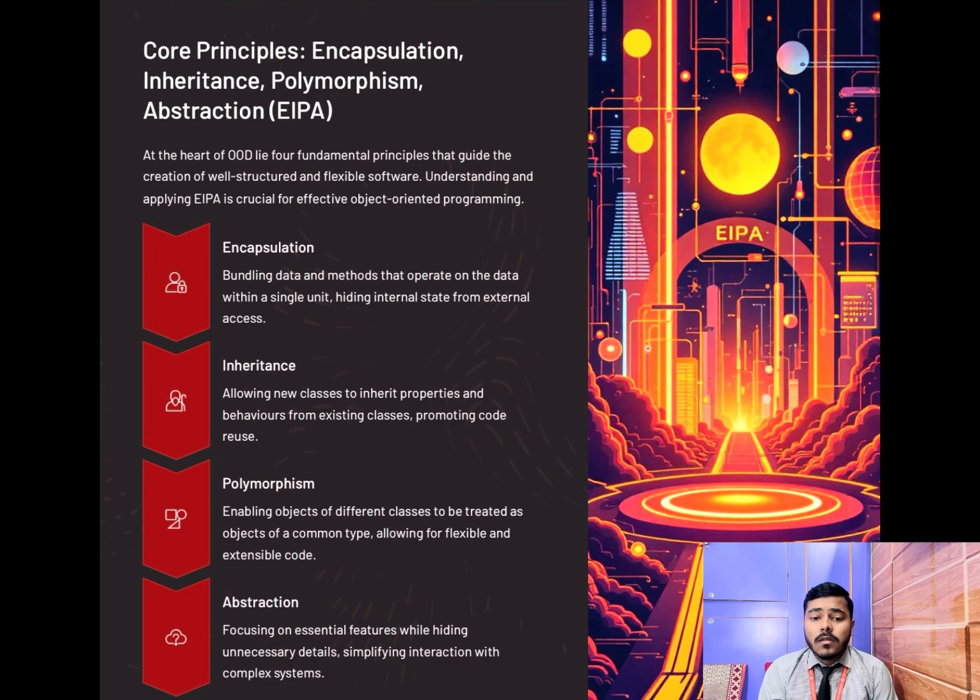Second, inheritance, allowing new classes to inherit properties and behaviors from existing classes, promoting code reuse. Third, polymorphism, enabling objects of different classes to be treated as objects of a common type, allowing for flexible and extensible code. Fourth, abstraction, focusing on essential features while hiding unnecessary details, simplifying interactions with complex systems. Move on to the next slide.